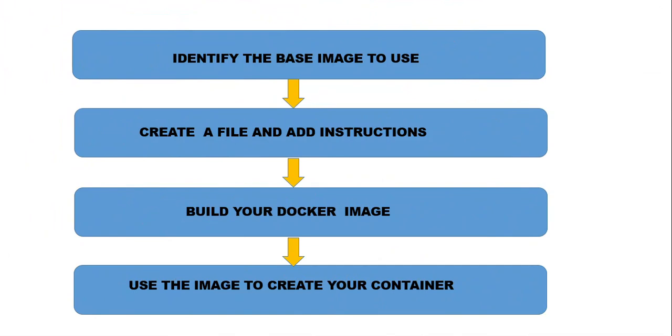Okay, so today I'm going to be demonstrating how to create a Dockerfile using these 4 steps. First of all, we'll identify the base image we're going to use, depending on what we actually want to build, our application and the requirements. The next thing is to create a file and then add the Dockerfile instructions we want to use, and then we'll build our Docker image. Lastly, we'll use the image to create our container.